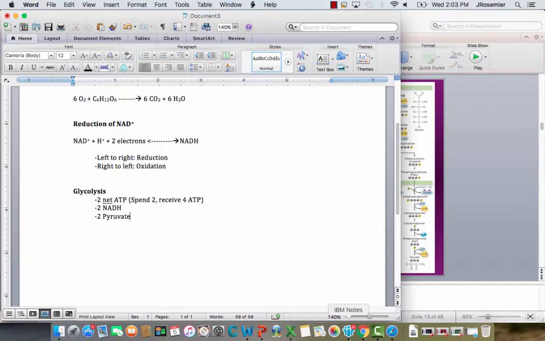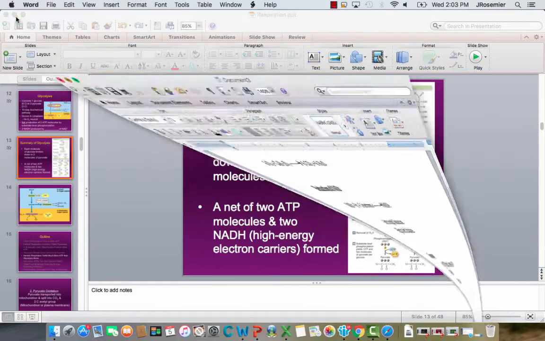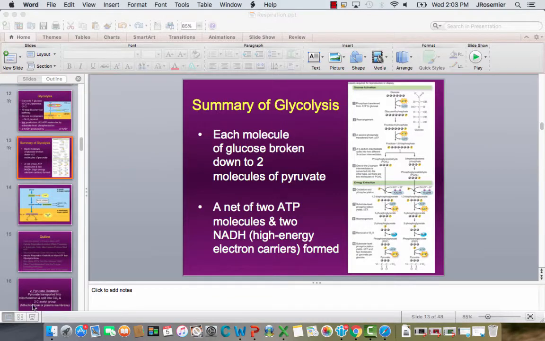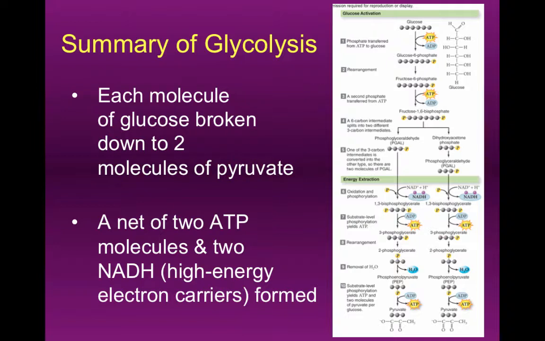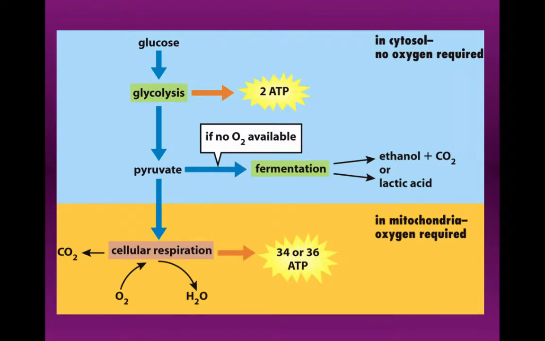Notice we actually haven't lost any carbons yet. We started with 6. We still have 6. So we really haven't done too much with those yet. We haven't made any CO2 yet, for example. So that's a fairly important point as well, is glycolysis doesn't generate any CO2, and we don't lose any carbons from the process either.